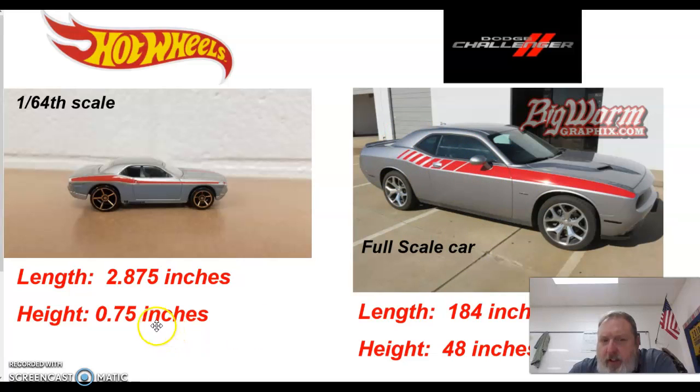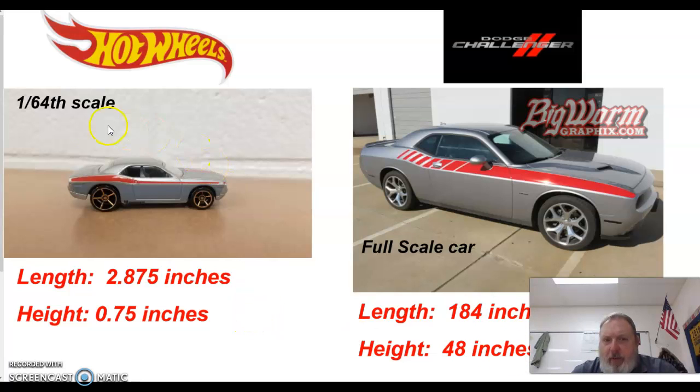And what you can see here is, in reality, this Hot Wheels car is a little bit shorter than 3 inches in length and a little bit less than 1 inch in height. And when you look at the actual car, you see that the length is about 184 inches or 15.3 feet, and the height is a little less than 4 foot, but that's an approximation.